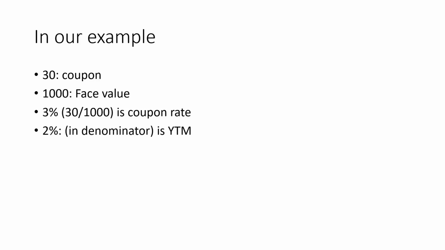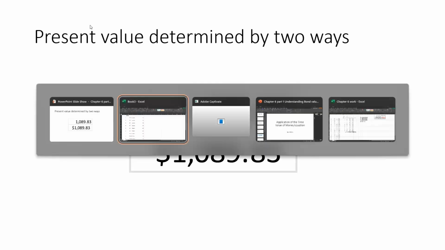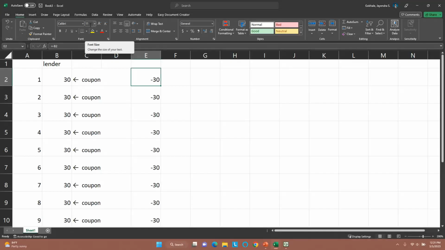Notice how the coupon rate is not the same as the yield to maturity. Coupon rate is fixed. Yield to maturity changes with the market in the denominator. That's one important thing one must know. The time to maturity or the duration of the bond is 10 years. And so let's go back to Excel to find out the present value.